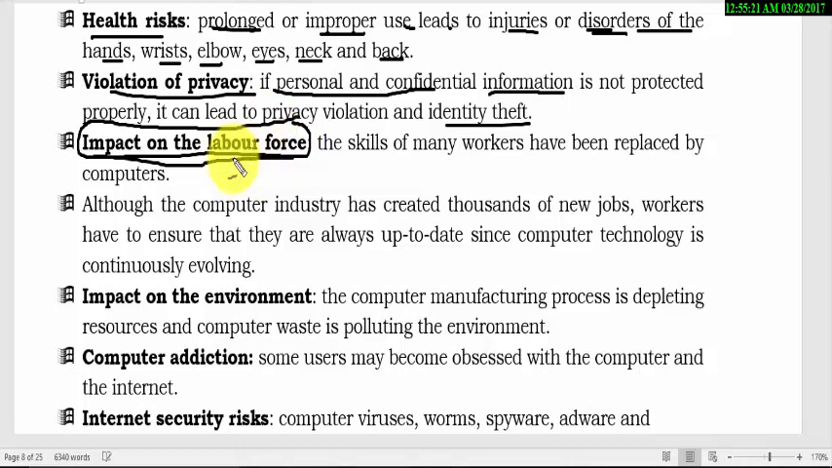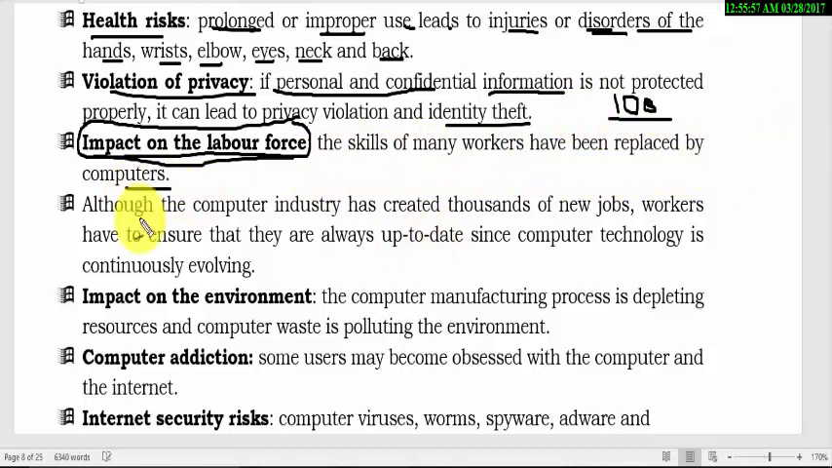We'll take an example of a company that has 100 workers, and these people used to write letters. Now it happens that this company buys 100 computers. What will happen? All the people who are writing letters can be asked to stop work. That's what we call impact on the labor force. The computer has made many people stop working, because most of the jobs which people were doing, the computer can now do. So this means the skills of many workers have been replaced by computers.